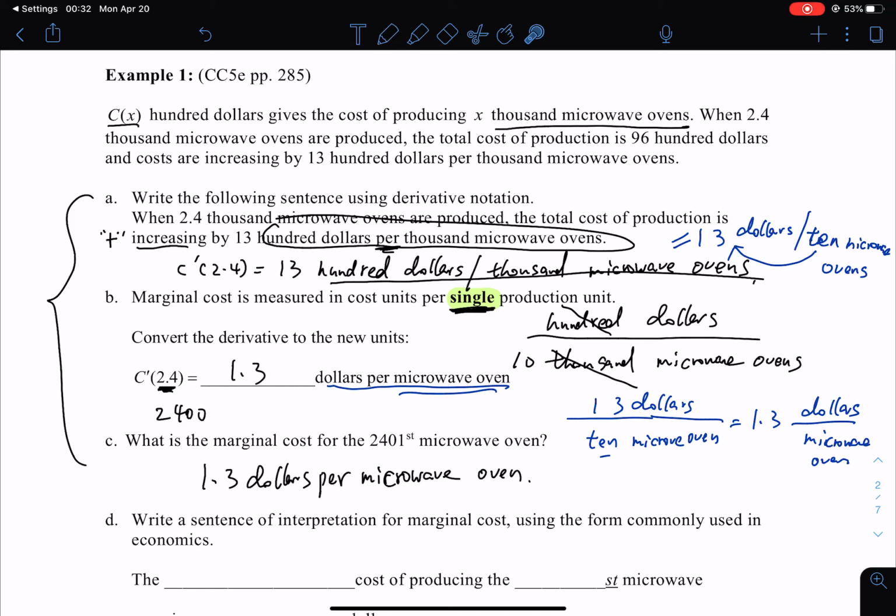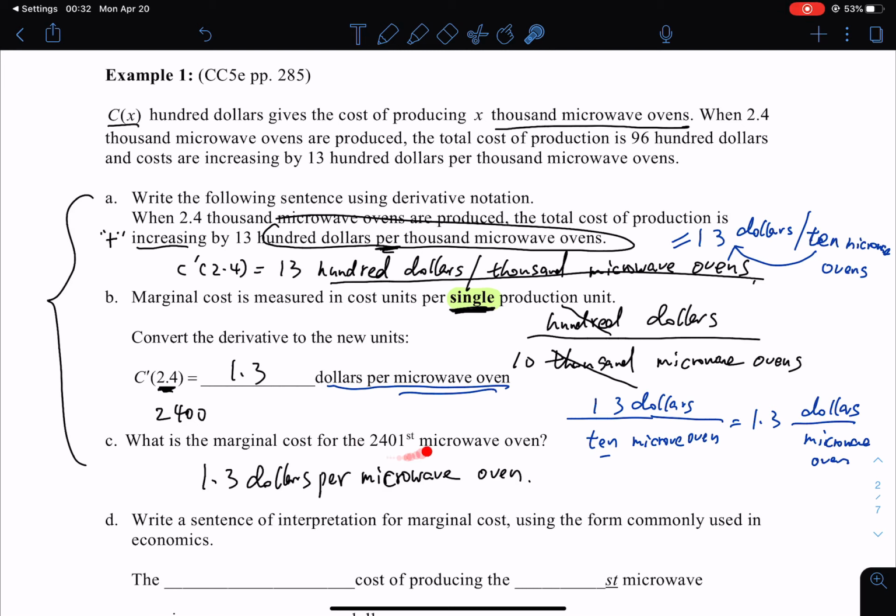So you can see the three questions, A, B, C, are all talking about the same thing. But actually we only care about C, because for this section we are talking about the marginal cost. The marginal cost for the x plus 1, it must be the 2,401st microwave oven. But in order to answer this question, we have to finish A first, and then B second, then transfer the unit. So let's see why we have to finish A and B first.